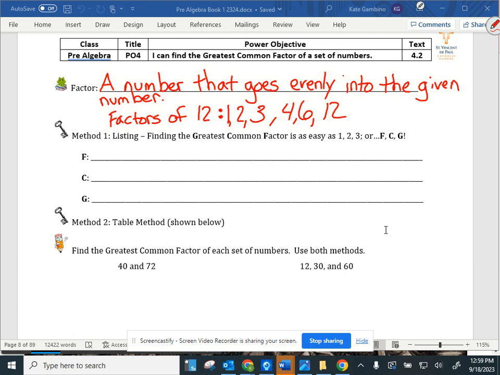So sometimes we get those factor buddies, 3 times 4, 2 times 6, 1 times 12. When we get factor buddies together, it's easy to write it that way. 3 times 4, 6 times 2, 12 times 1. We always, when we're looking for greatest common factors, we're going to want to take those factor buddies and put them in order from least to greatest.